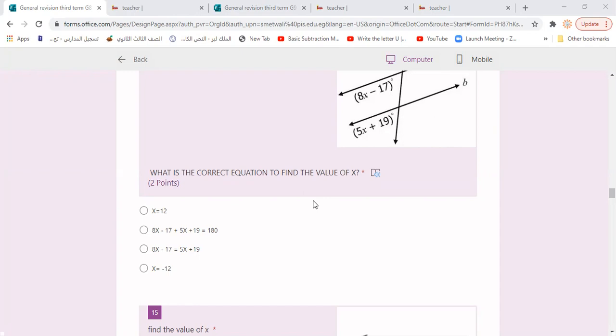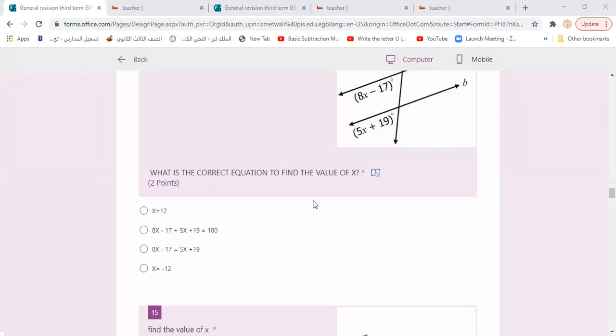Because the two angles are corresponding, so they're equal. Yes, the positions are corresponding. Then they should be equal in measure. The first and the last choice give us the value of x.